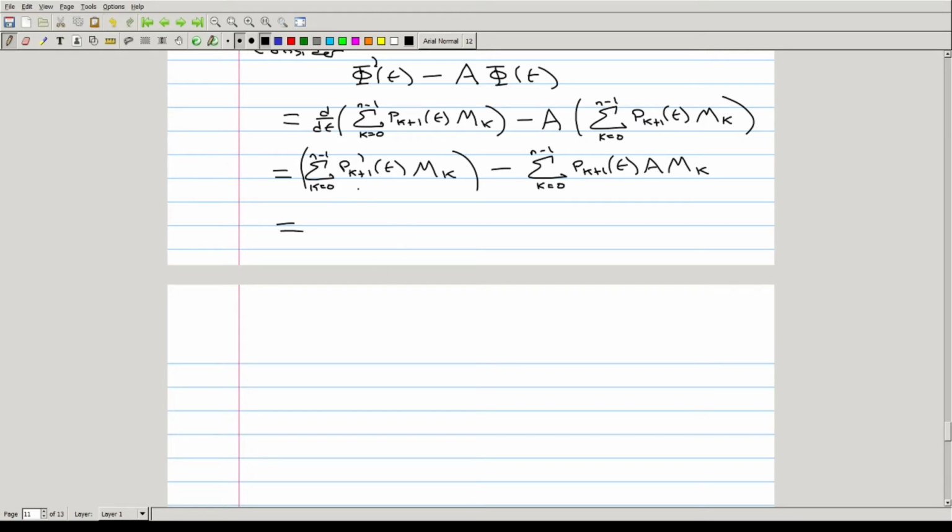Using what we know about p naught and all of the p_k's above p naught, this is the same thing as p_1 prime of t times M naught, plus the summation from k equals 1 to n minus 1 of p_{k+1} prime of t times M_k, still minus the summation right here.